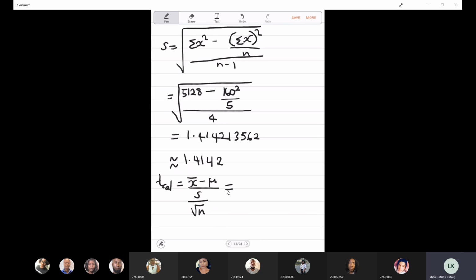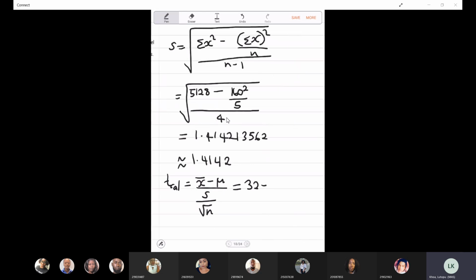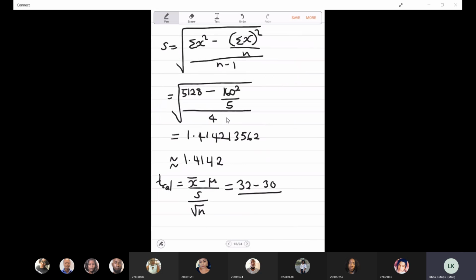X bar, I got 32. Mu, that is the one from the question, or what we've written over here, it's 30. Then we divide by S. Here you can use the 1.4142 to 4 decimal places or the longer one. It won't really make too much of a difference. So this is 1.4142, and then I divide by the square root of 5. On your calculator, the way you type it should be like that with brackets. So again, let's take a minute, type this in on your calculator, and then let me know what you get.